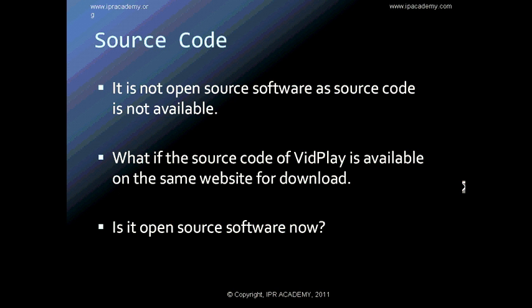Now let's say, for example, the software VidPlay also has its source code available online for download. The fact that source code is made available, would it make it an open source software? Not yet. The fact that a source code is made available online would not make a software open source software. There would be many softwares for which source codes are made available online, which are not open source softwares.